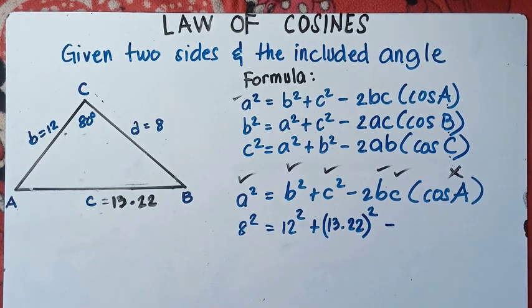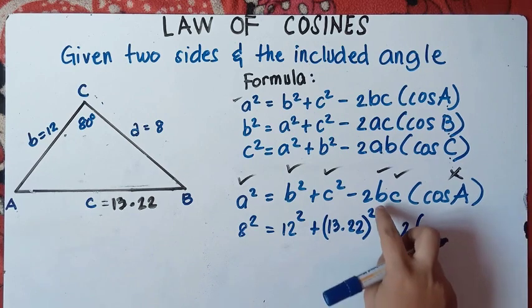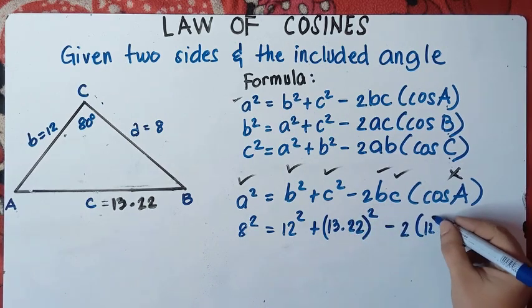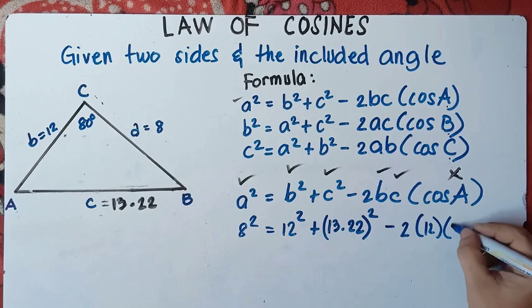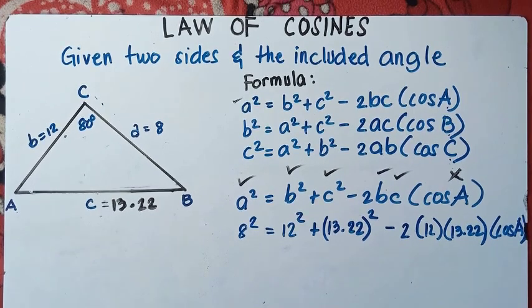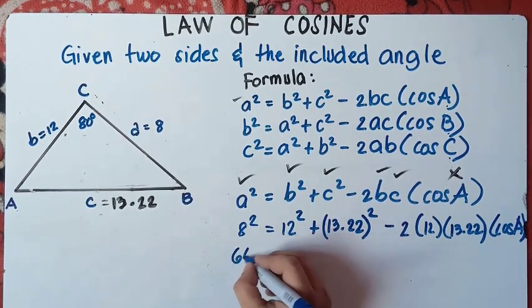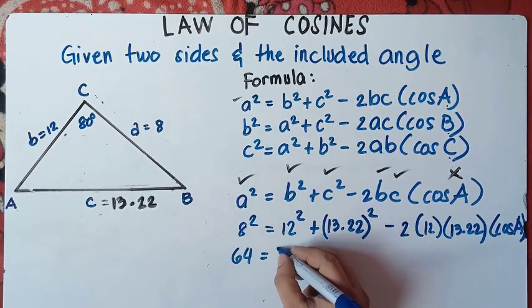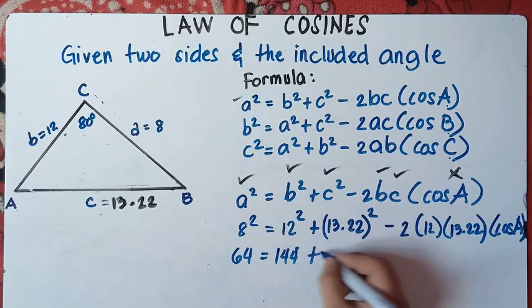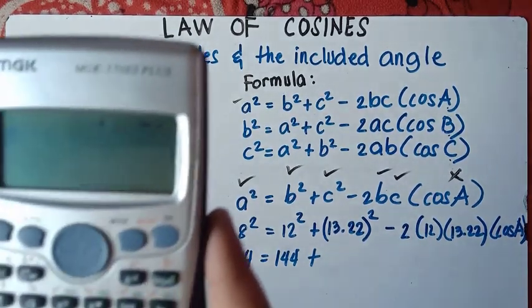Minus 2 times B is 12, C is 13.22, then multiplied by cosine A. Alright, so next we need to simplify. 8 squared is 64. 12 squared is 144. Plus 13.22 squared. Let me just multiply that one.